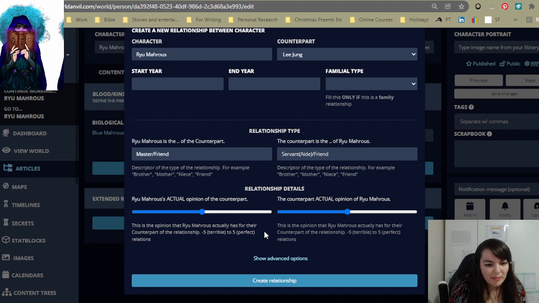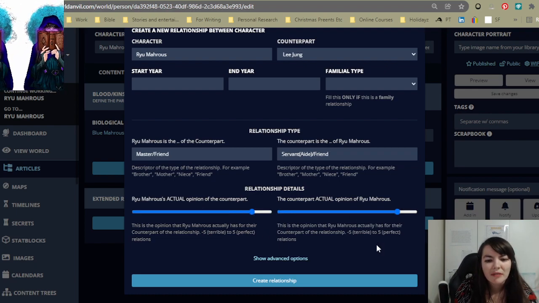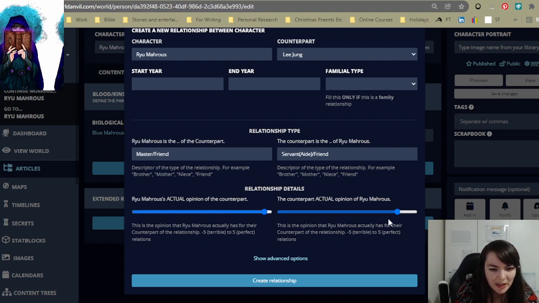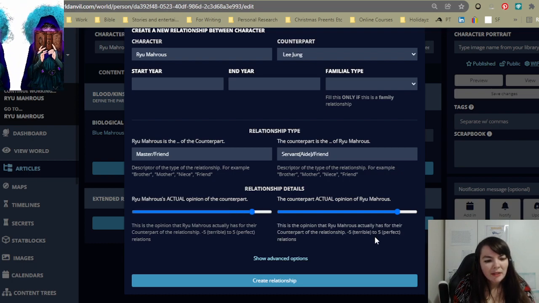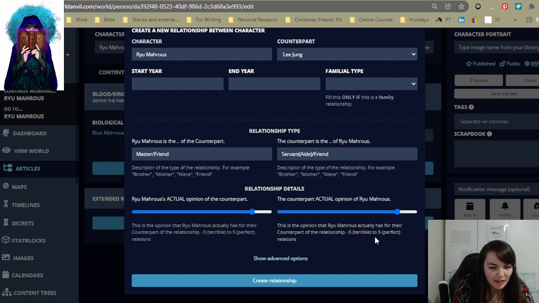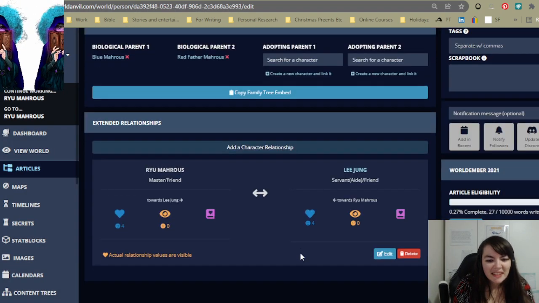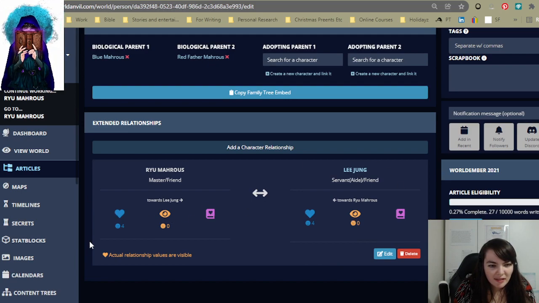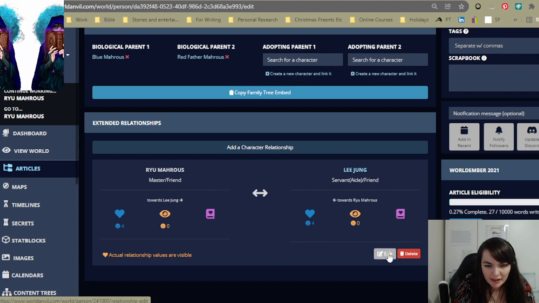So relationship details. So this is how they view each other. Like, do they like each other? Do they respect each other? That kind of thing. So these two are pretty much... I don't like giving perfect or horrendous to anyone, so they get one under that. So that's the relationship you can see there so far.